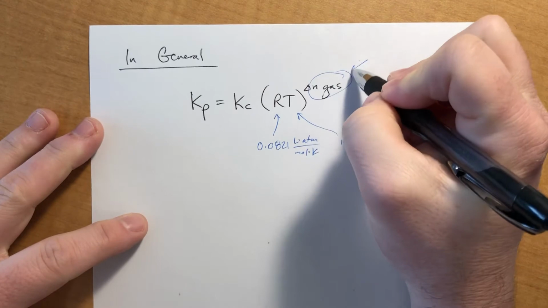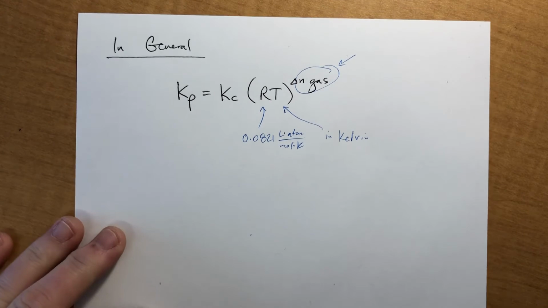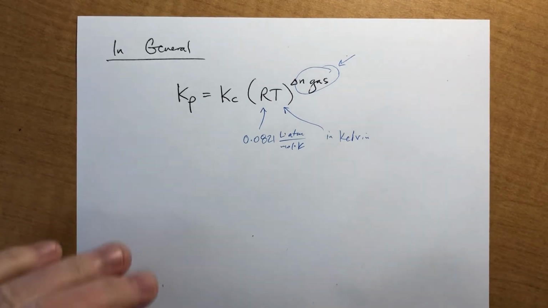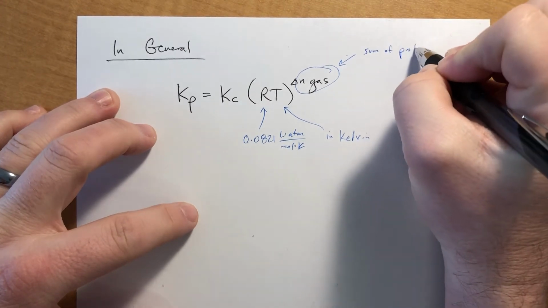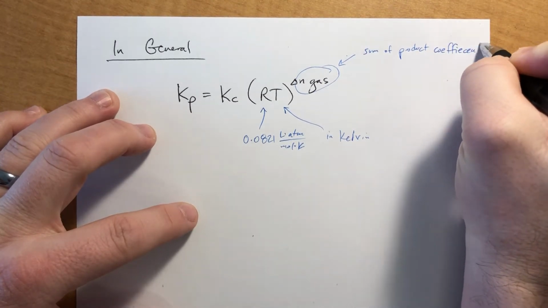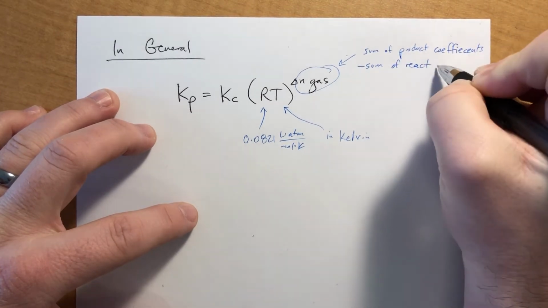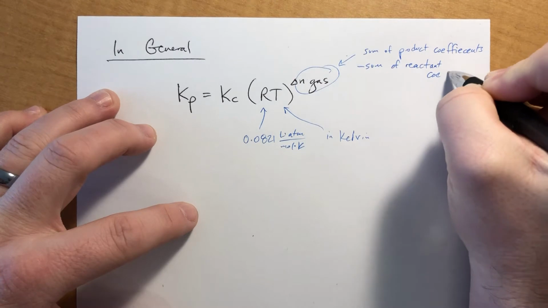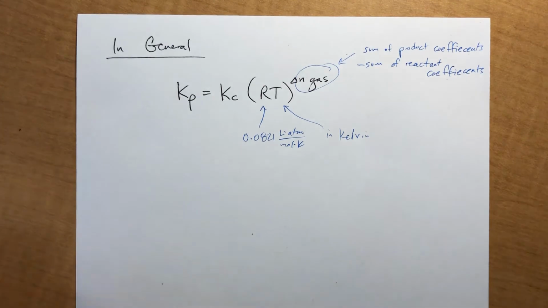This is the weird bit. This is the change in moles of gas from the reactant side to the product side. This is literally equal to the sum of the product coefficients, assuming everything is a gas, minus the sum of the reactant coefficients. Okay, so this is going to be a common trend through a lot of the rest of Chem 2: it's products minus reactants anytime you have to do something like this.